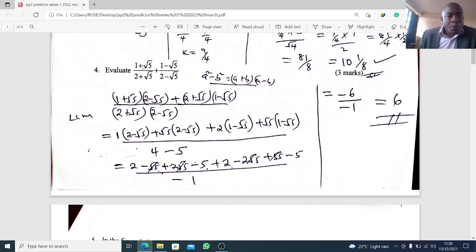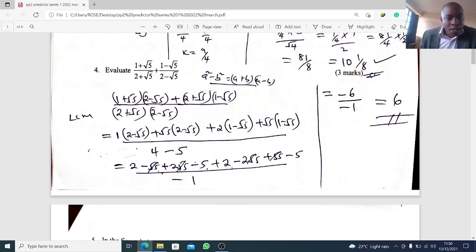So this is 1 plus root of 5 all over 2 plus root of 5 plus 1 minus root of 5 all over 2 minus root of 5. So what you do, you look for the LCM of the two. This is times this one, this times this one. This is like the way we do fractions. Let us use that method. Although you can still do a rationalization of the denominator of each part, still it can work, but the best is just to get the LCM of the two, which is 2 plus root 5 times 2 minus root 5, like I've done here.